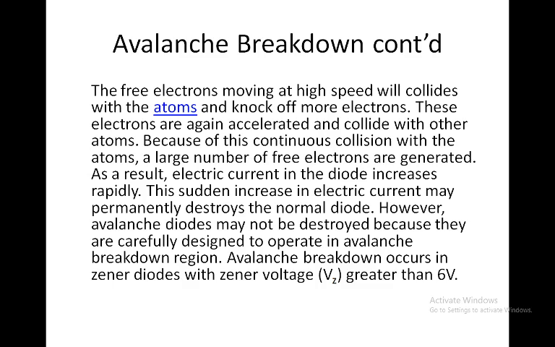This sudden increase in electric current will permanently destroy a normal diode. If the process continues in a chain reaction, with high velocity electrons colliding with atoms and knocking off more electrons, a normal diode is destroyed. But an avalanche diode may not be destroyed because it is carefully designed to operate in the avalanche breakdown region. Avalanche breakdown occurs in Zener diodes with Zener voltage Vz greater than 6 volts.